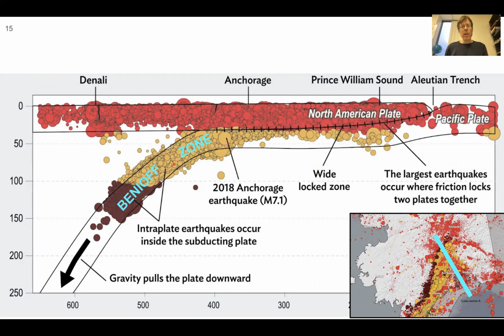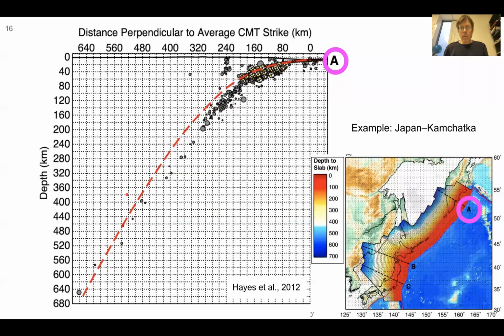So the Benioff zone really characterized the deeper earthquakes, but you can think of it as all of the earthquakes within the subducting plate. All of this could be considered Benioff zone, but it's certainly that anything below 100 kilometers on this planet is within a subducting plate. So you can look all over the world.